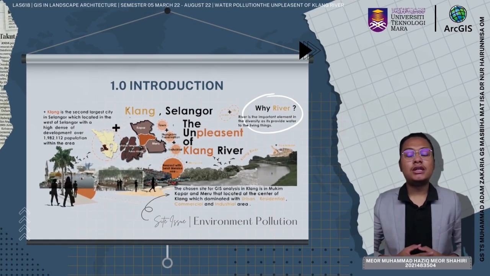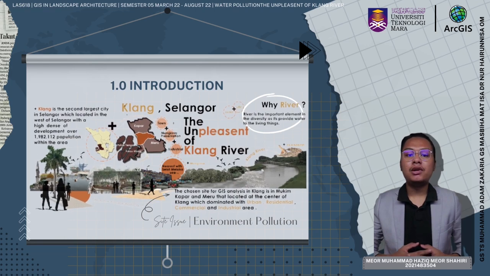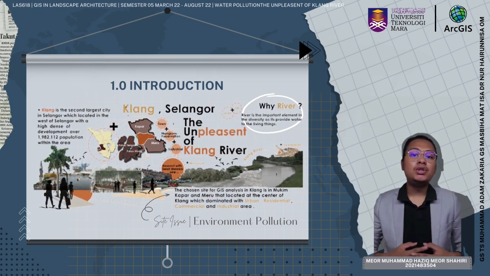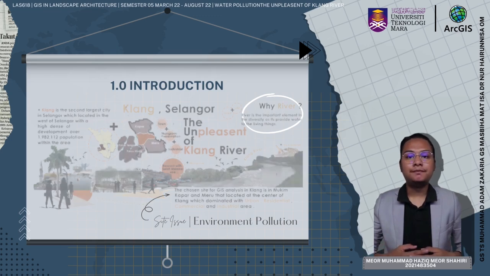Today we are presenting our final project in utilizing GIS for sustainable landscape planning solution. Our site is focused on the Klang River, which is in Mukim Kapar and Meru that is located in the center of Klang, Selangor. So, what are the issues in this site? The issue is environmental pollution at Klang River.